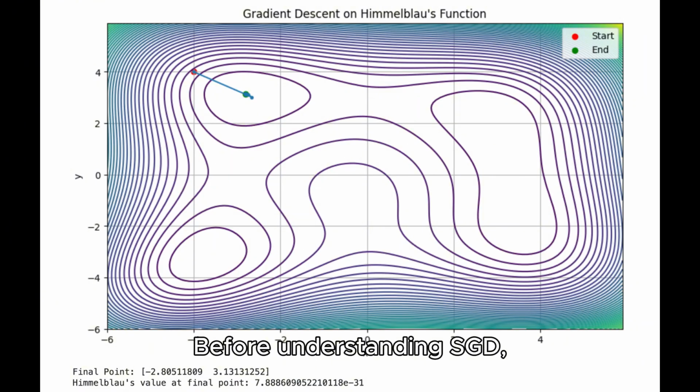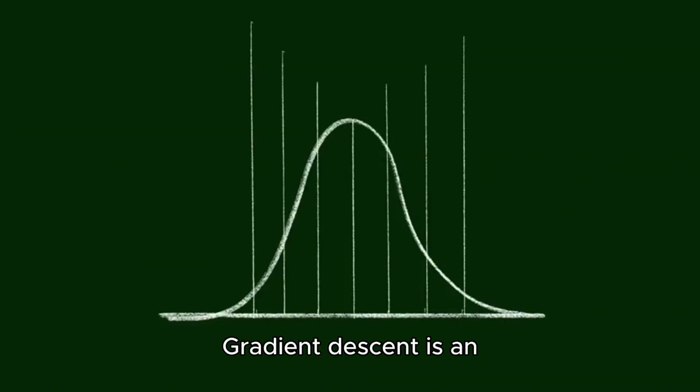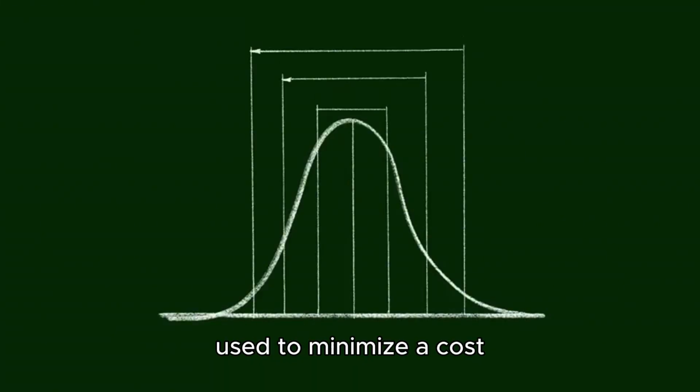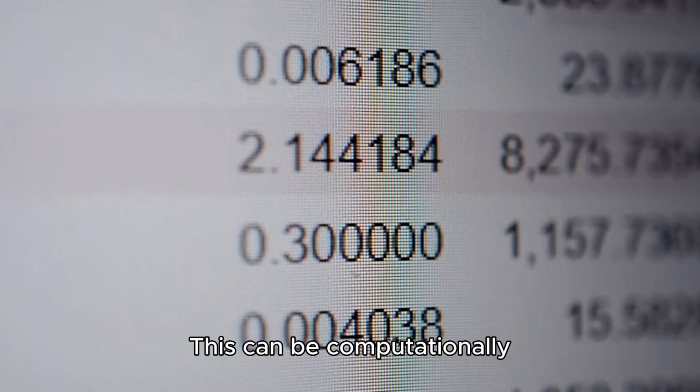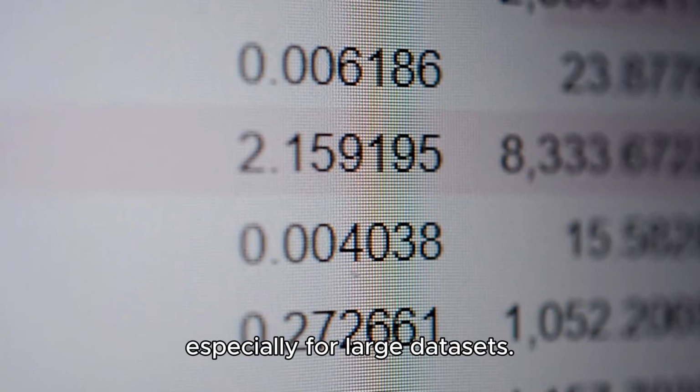Before understanding SGD, we first need to talk about gradient descent. Gradient descent is an optimization algorithm used to minimize a cost function by adjusting the model's parameters. Traditional gradient descent, known as batch gradient descent, computes the gradient using the entire dataset before updating the model parameters. This can be computationally expensive and slow, especially for large datasets. This is where stochastic gradient descent comes in.